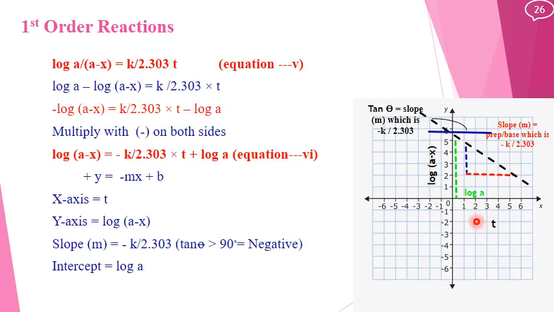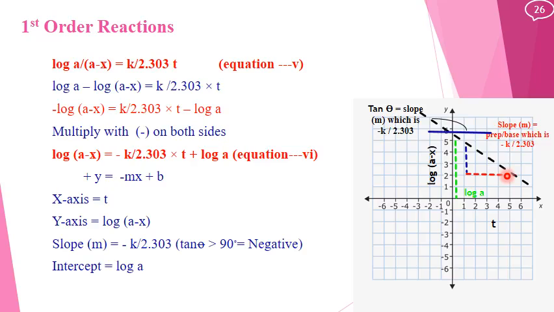So by drawing this equation on both the coordinates, like at the x-axis we have time, at the y-axis we have log of a minus x, and by drawing a straight line on these coordinates, we have such type of line where the intercept is the log of a in positive form. By measuring the angle theta, by drawing a line parallel to the x-axis, we may find the theta angle, which definitely is greater than 90 degrees, and its value will be negative, that is actually minus k over 2.303.